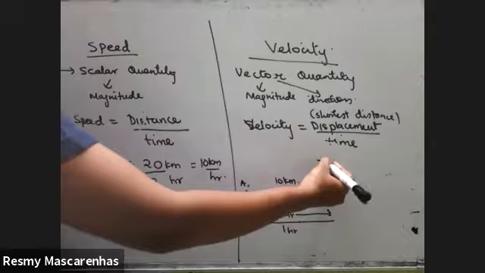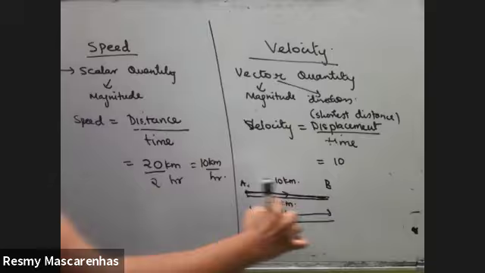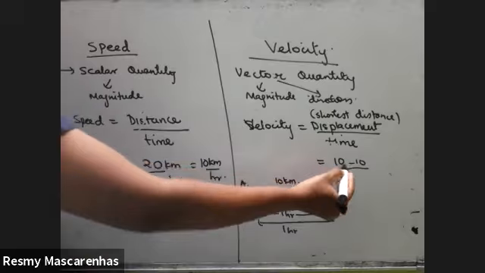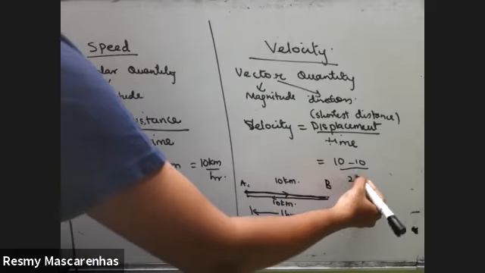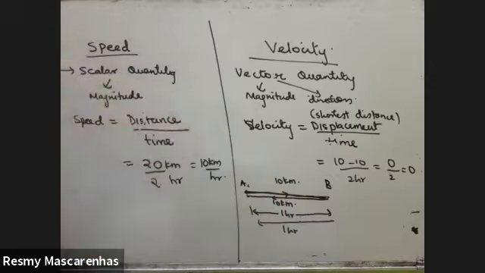Now displacement will be different. This will be 10 and then coming back, so 10 minus 10 only, because it's in the opposite direction. See, it's like coming back to the same position. Time anyway will remain the same, 2 hours. That will be 0 upon 2, which would be 0. So velocity will be 0. So that's the difference between speed and velocity. You have to be careful. Speed means distance upon time, and velocity means displacement upon time.